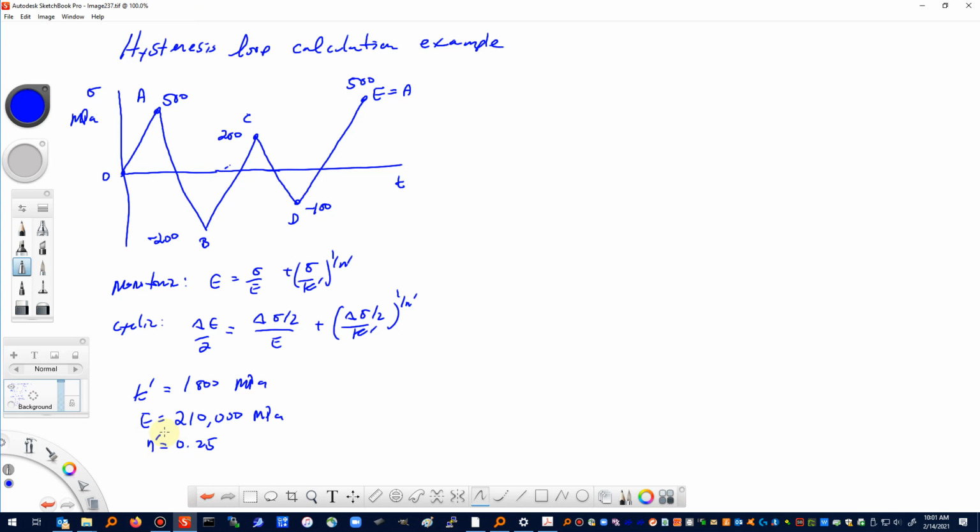Now for convenience, I'm going to rewrite our branch equation such that I can calculate delta epsilon easily. So I'm just going to take this 2 and multiply 2 by both terms of this equation, so I solve for delta epsilon. So I have delta sigma over E plus 2 times delta sigma over 2 divided by K prime to the 1 over N prime power. Okay, so this is going to be a little bit more convenient for us.